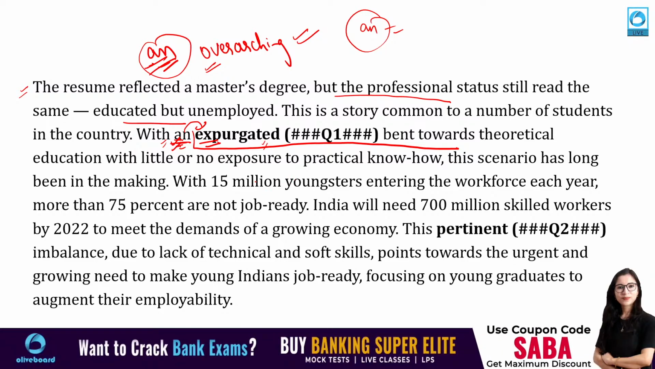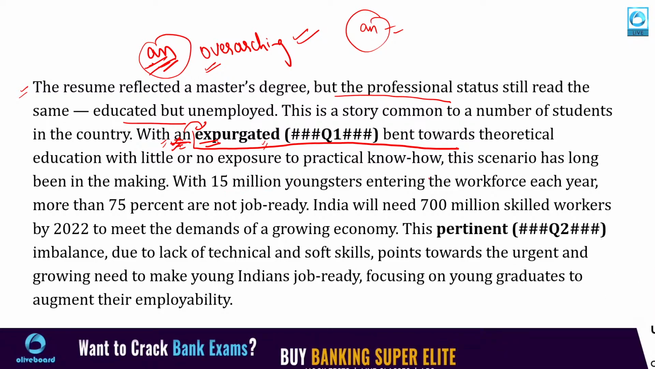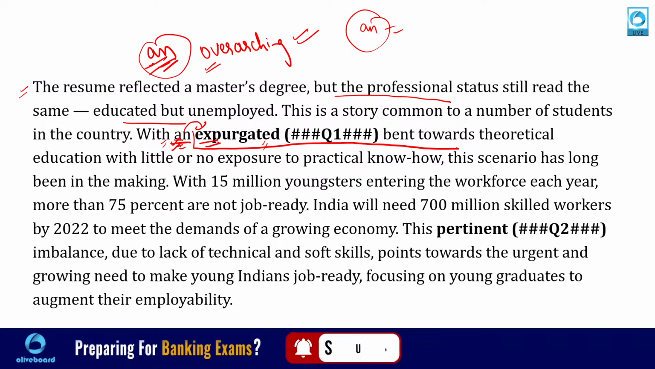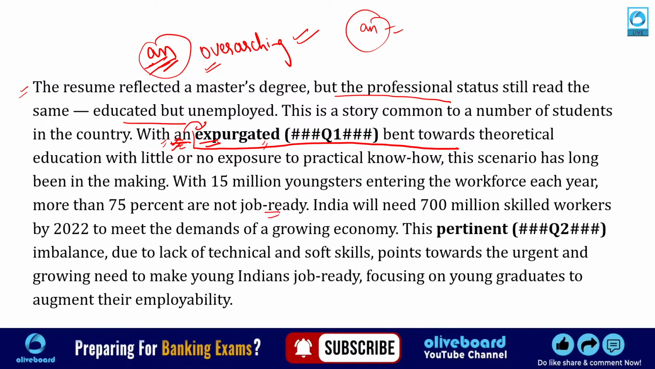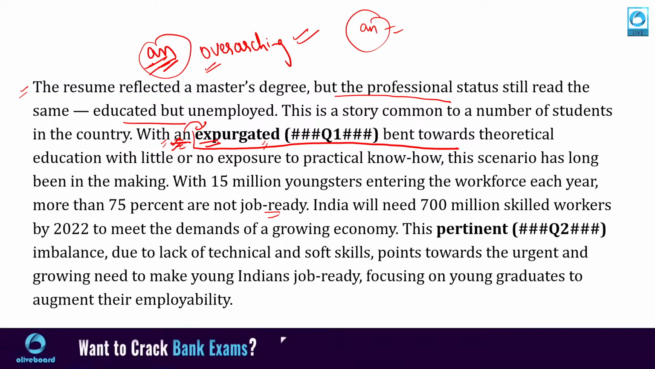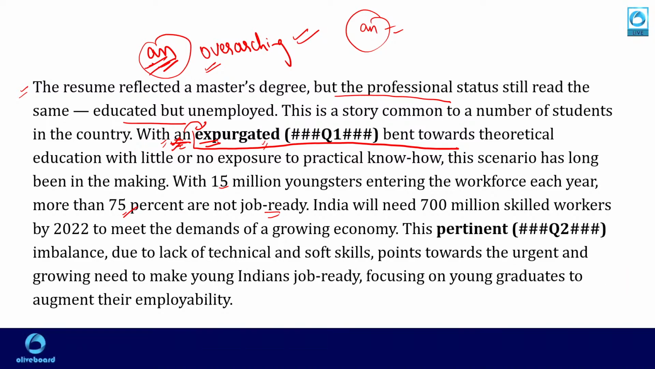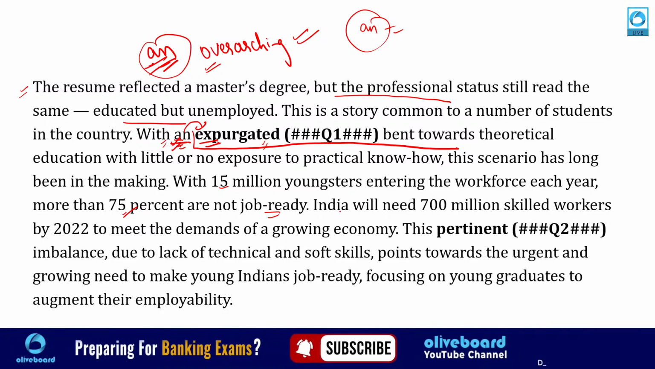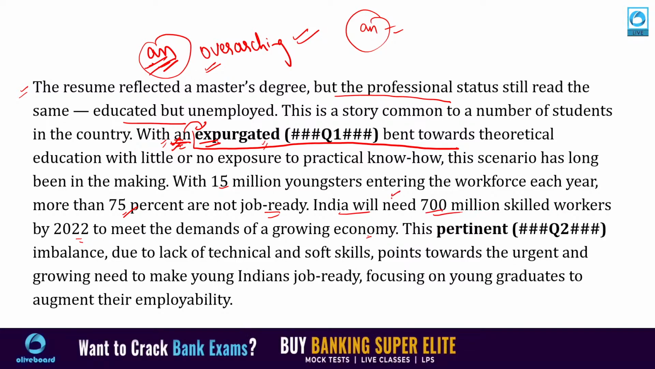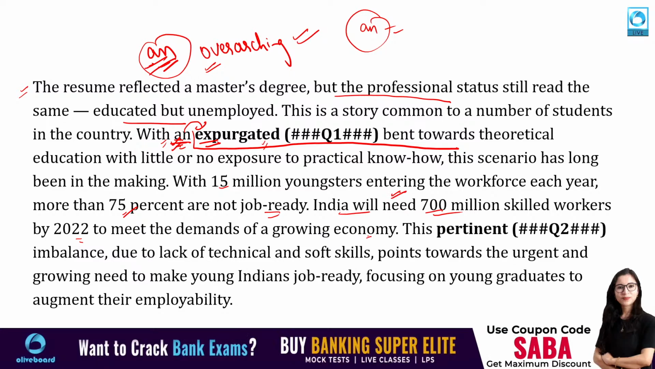Next. With 15 million youngsters entering the workforce each year, more than 75% are not job ready. Meaning every year 15 million youngsters, 15 million students, enter the workforce, their professional life. But out of these 15 million, 75% are not job ready. They are inexperienced completely. India will need 700 million skilled workers by 2022 to meet the demands of a growing economy. This is the requirement of India, that we need 700 million skilled workers by 2022.